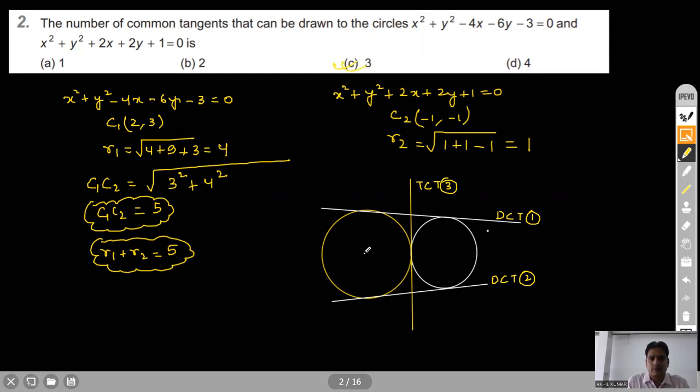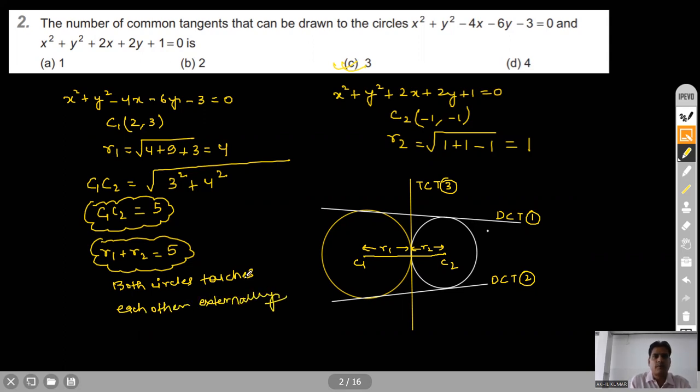And if you see here how this condition is getting satisfied, this will be our C1, C2, right? And this is nothing but R1 plus R2. This one is R1, and this distance will be our R2. Okay. So whenever C1, C2 is equal to R1 plus R2, it means both the circles touch each other externally. Hope this is clear to all. So this is our question number 2.